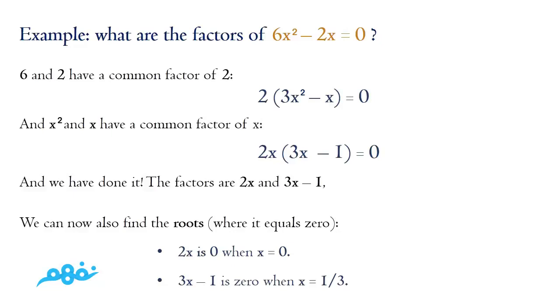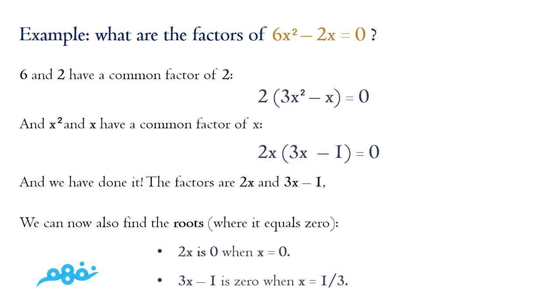No, that is not the end, because there is another common factor between x to the power 2 and x, which is x. Both of them can be divided by x. So 2x multiplied by (3x minus 1) equals 0 is the simplest form to express the same equation.